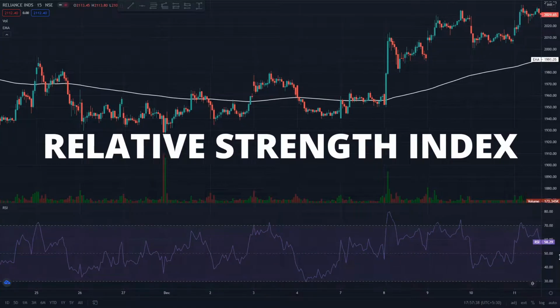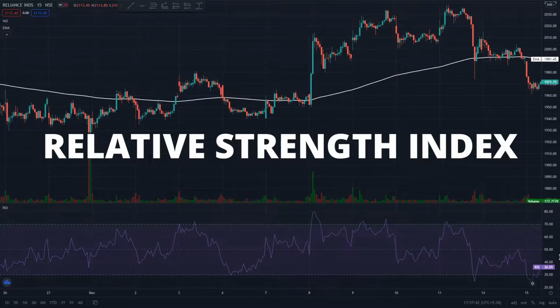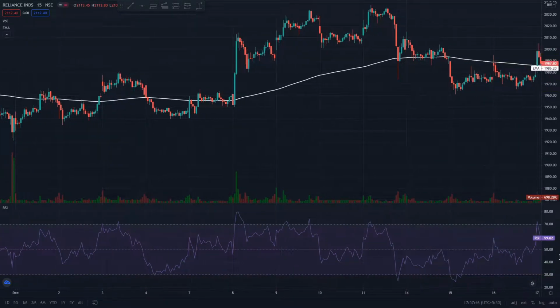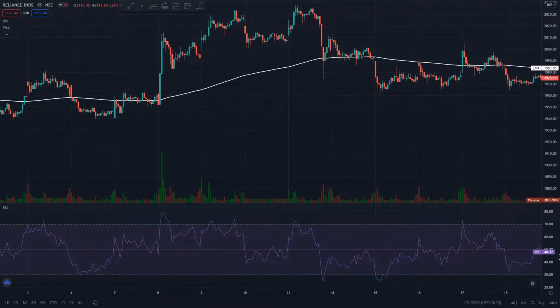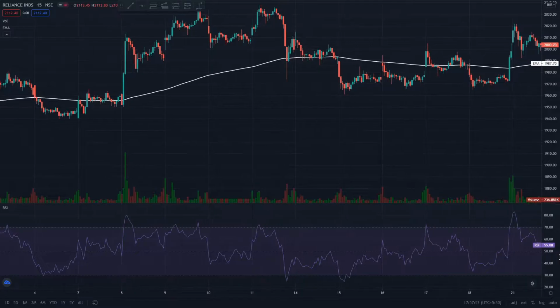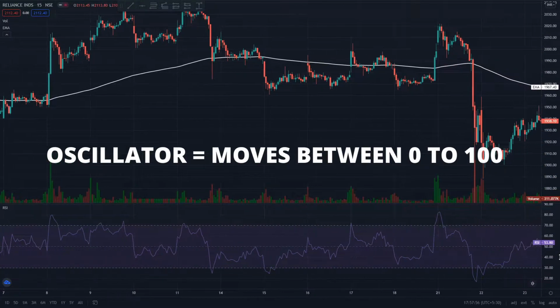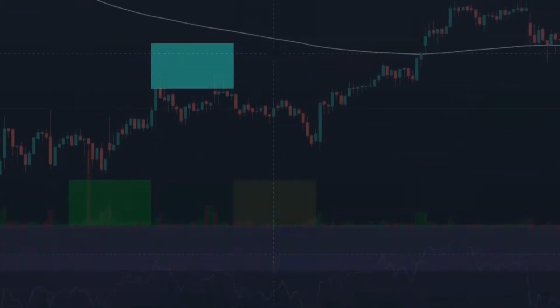RSI, short for Relative Strength Index, is a momentum indicator used in technical analysis that measures the magnitude of recent price change to evaluate overbought or oversold conditions in the price of the stock. The RSI is also known as an oscillator. An oscillator is basically a line graph that moves between two extremes and can have a reading from 0 to 100.